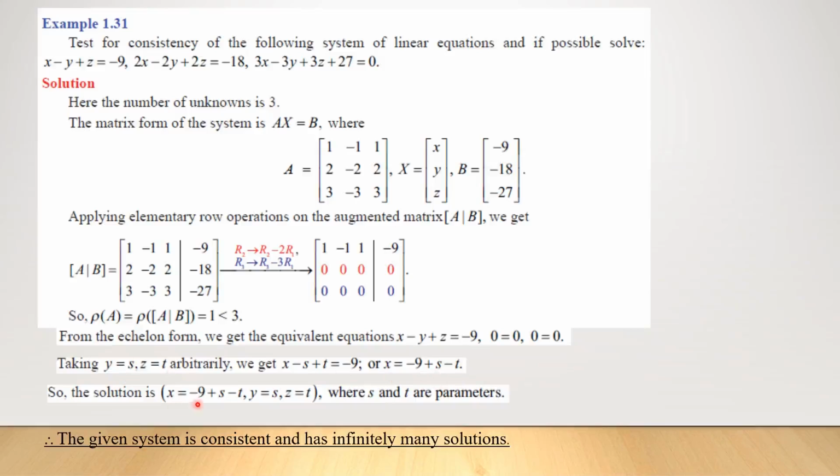So the solution is x equal to minus 9 plus s minus t, y equal to s, z equal to t, where s and t are the parameters. That is a two parameter family of solutions. Therefore, the given system is consistent and has infinitely many solutions.